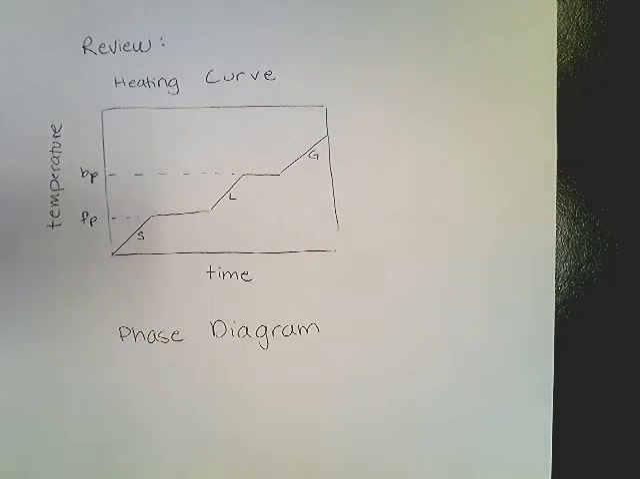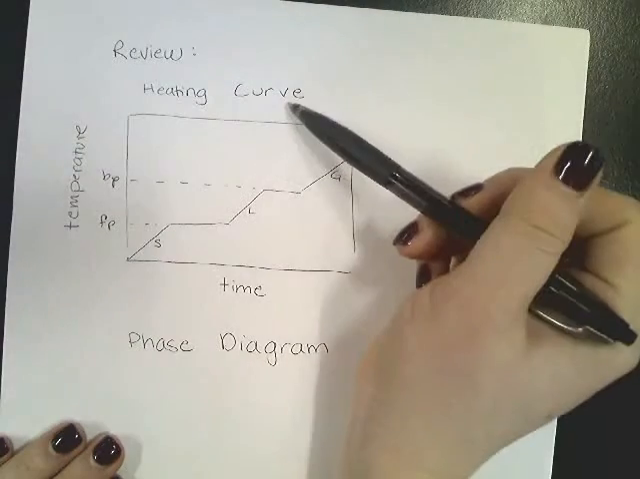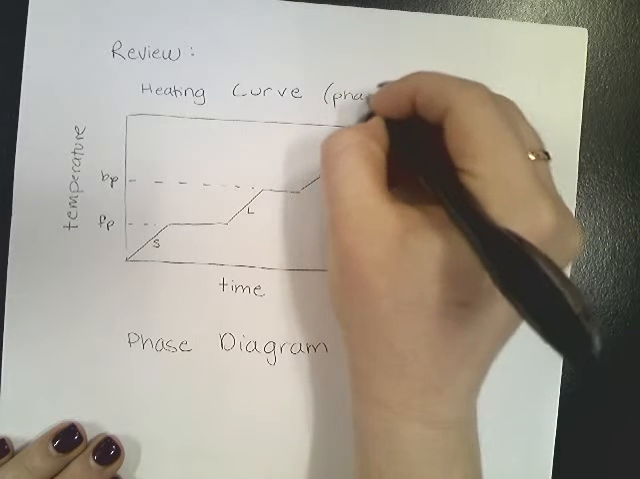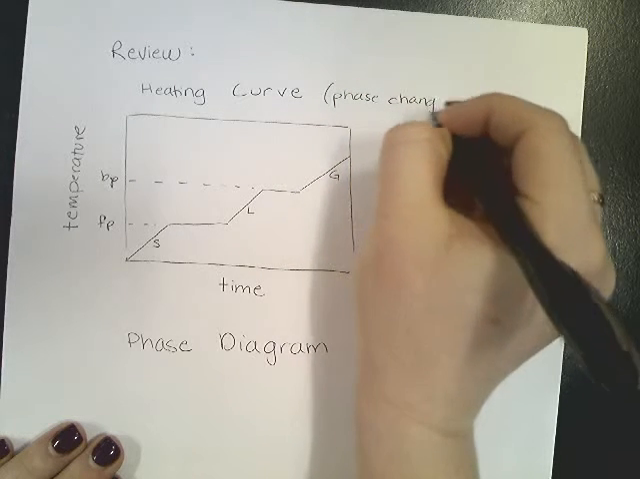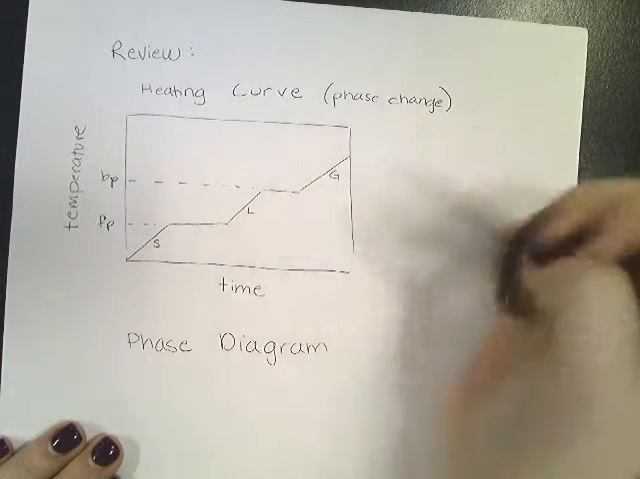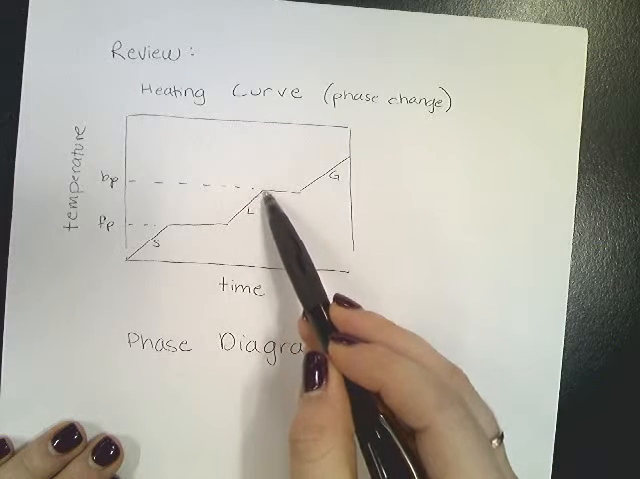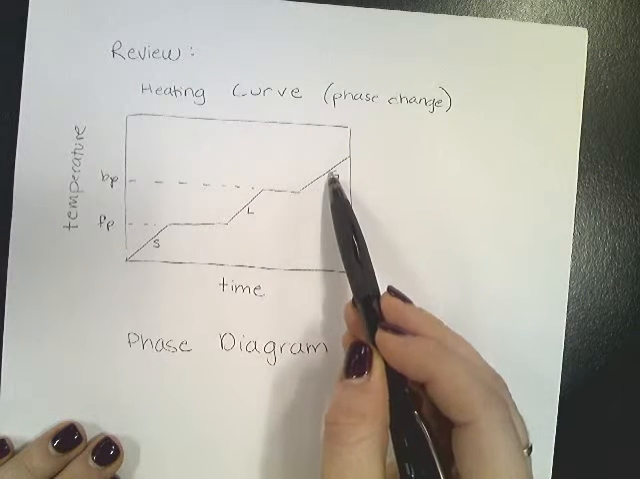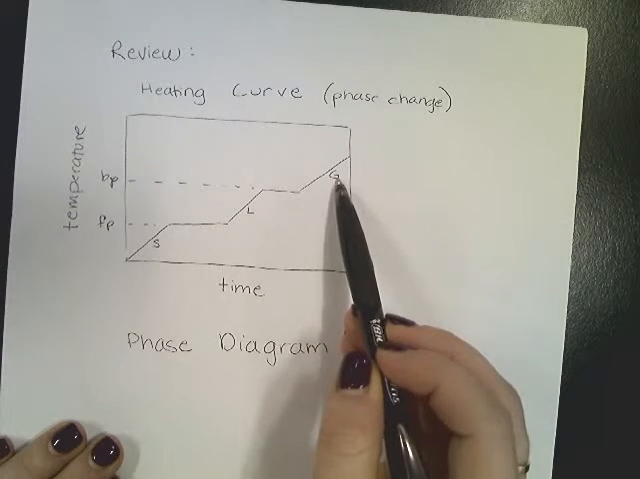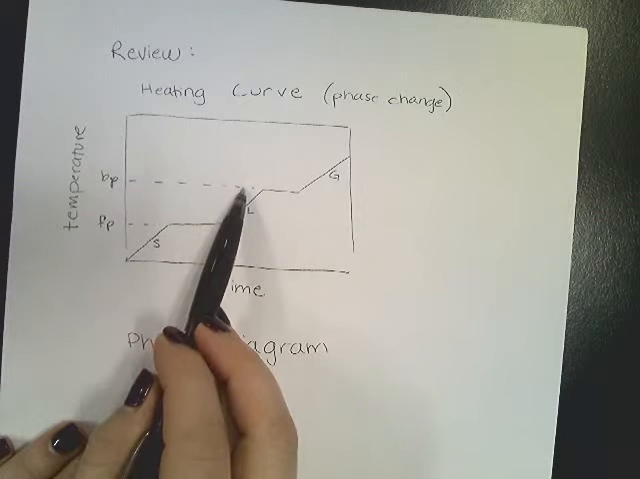A quick review, yesterday we talked about heating curves as well as cooling curves. In a heating curve or a cooling curve, we are talking about a phase change, which means we are going between different phases or different states. For a heating curve, you start off as a solid, then you melt and become a liquid, then you vaporize and become a gas. You'll notice that I have these states labeled, solid, liquid, and gas. And I also have the freezing point and the boiling point labeled.